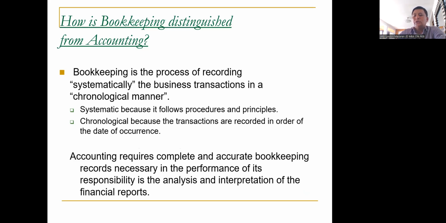So now we will distinguish bookkeeping from accounting. So what is bookkeeping? It is defined as the process of recording systematically the business transactions in a chronological manner. So what is systematic? It follows procedures and principles. Chronological means it is recorded in the order of the date of occurrence, meaning it proceeds with transactions based on the date.